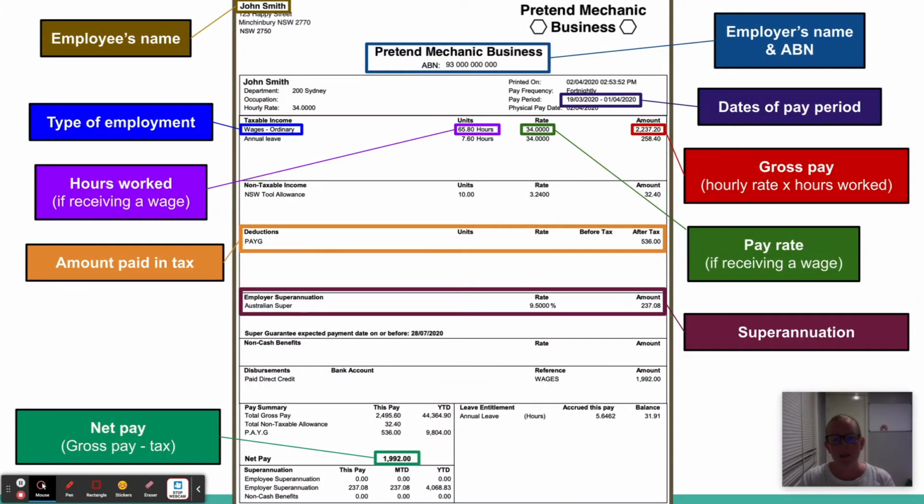Another interesting thing about this payslip, and all payslips, I just didn't mark it in a color, is that there'll be a section that says YTD. That means year to date. So that means this particular business has paid John Smith $44,364.90 from the beginning of the financial year to this date. That's how much he's received from them as gross pay. And this amount here, this 9,804, is how much he has paid in tax from the start of the financial year. So that's the 1st of July. That's how much he's paid in tax.